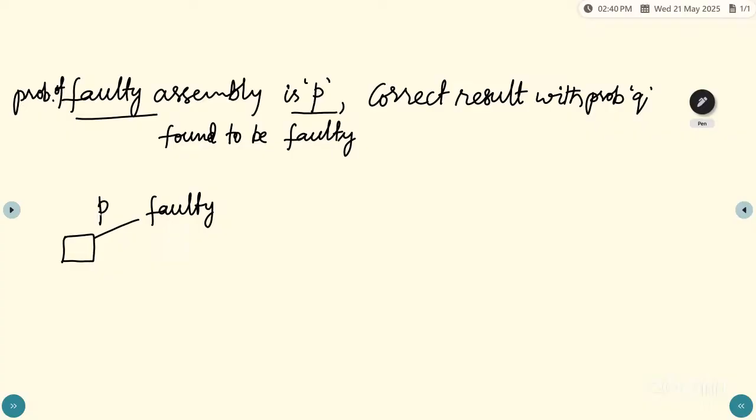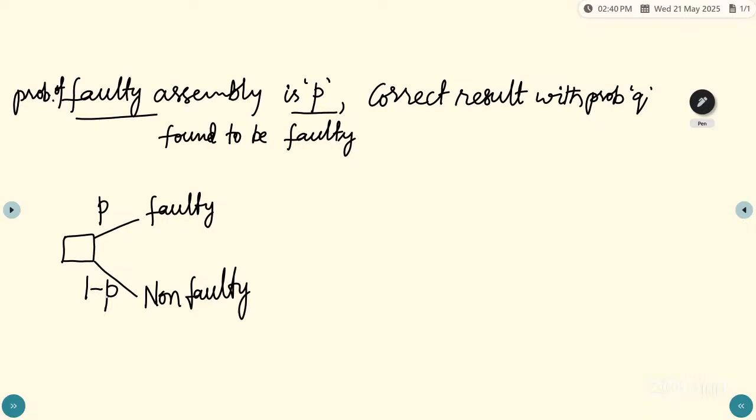If a fault is there, definitely there will be. Non-faulty. Say yes or no. If P is the probability of getting a faulty assembly, what is the non-faulty assembly probability? 1 minus P. Whether faulty or non-faulty, both will be tested.